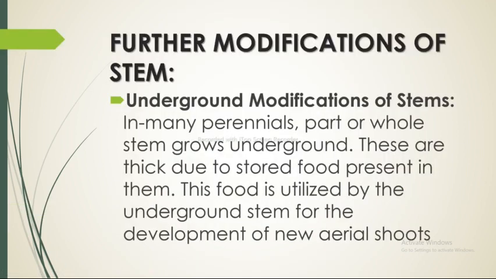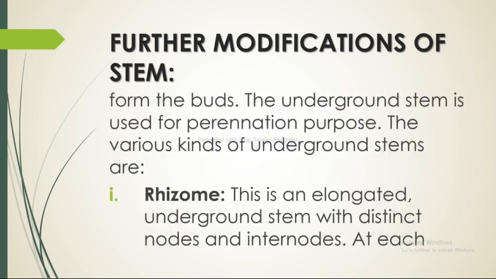So next are the underground modifications of stems. In many perennials, part or whole of the stem grows underground, and these are thick due to the stored food present in them. This food is utilized by the underground stem for the development of new aerial shoots. The underground stem is also used for perennation. The various kinds of underground stems are: the first is the rhizome.